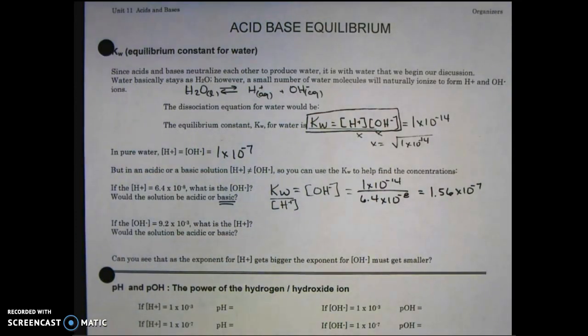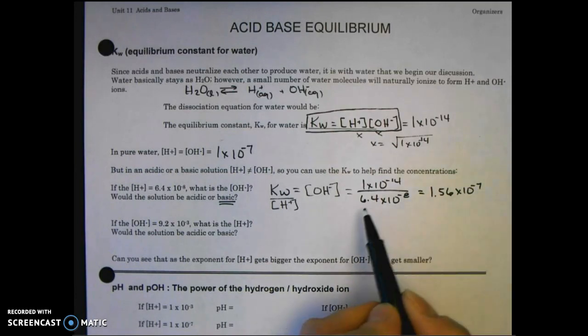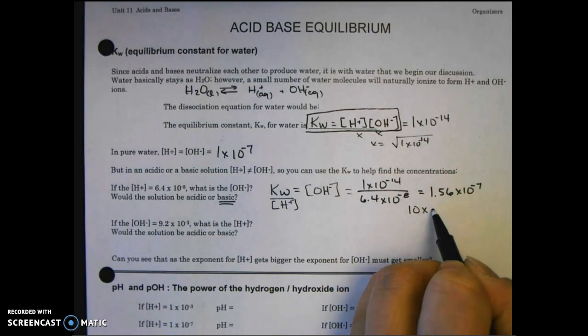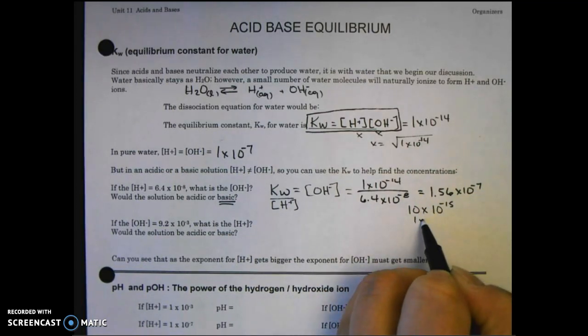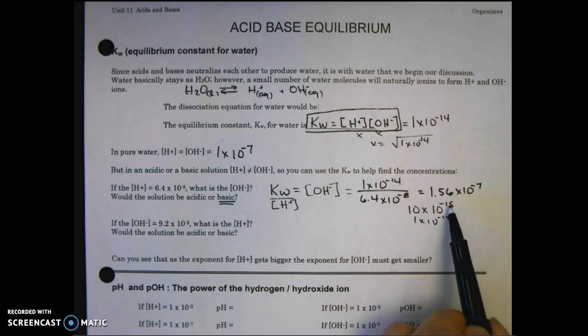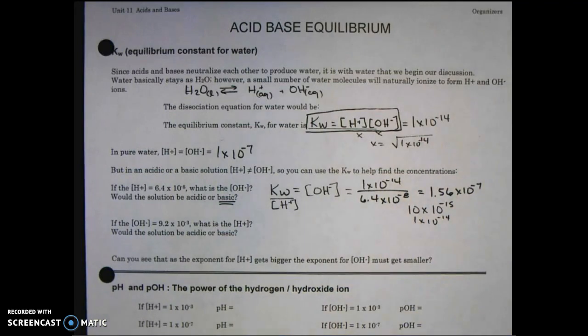Another way that you can check yourself, the exponents are going to have to add up. So if you multiply these two numbers together, what you get in your calculator is 10 times 10 to the negative 15, which is the same as 1 times 10 to the negative 14. So if you want to do a quick check, exponents should add up to negative 15. Numbers should multiply out to give you 10. That's one way you can do a quick check for yourself. I've got a couple checks coming further on down as well.